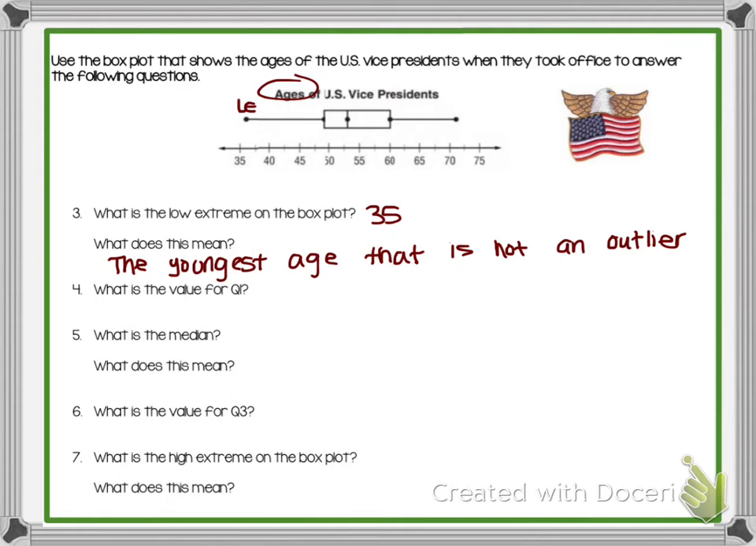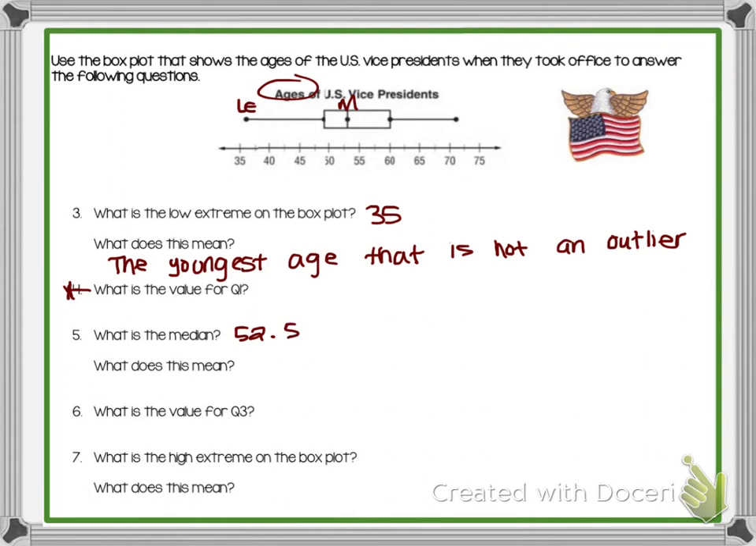Okay, and you could do number 4, median. Number 4 is the Q1. Number 5 is your median. So find your median. Good. It's right halfway between 50 and 55, which is 52.5.